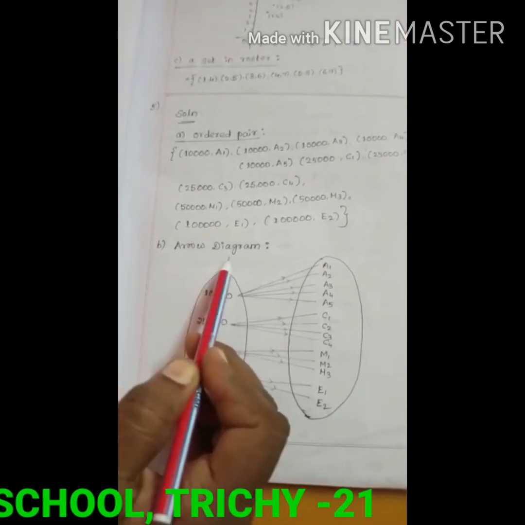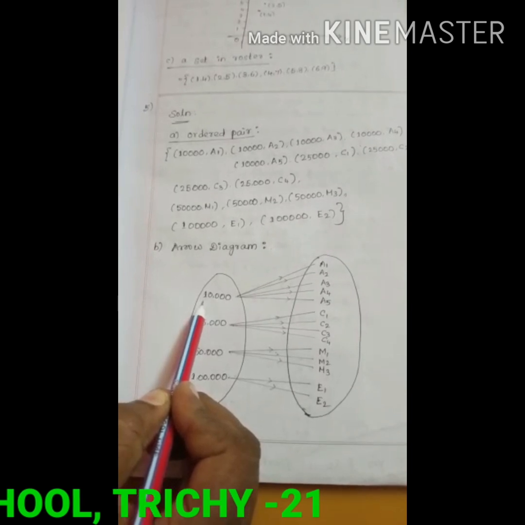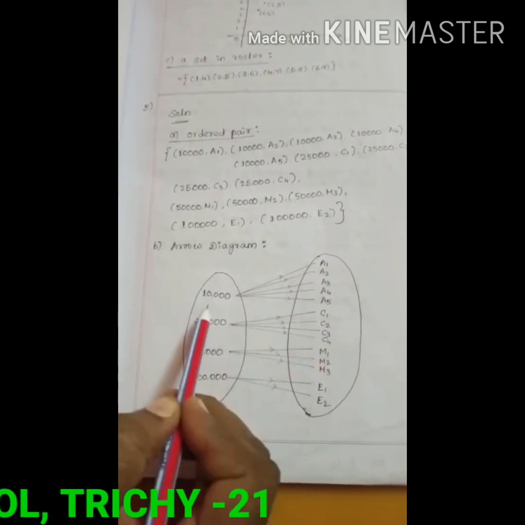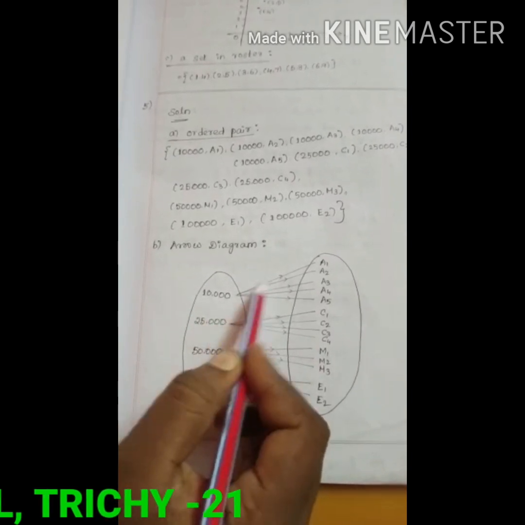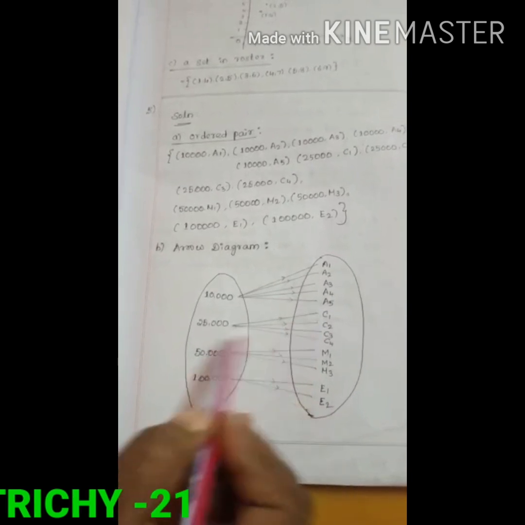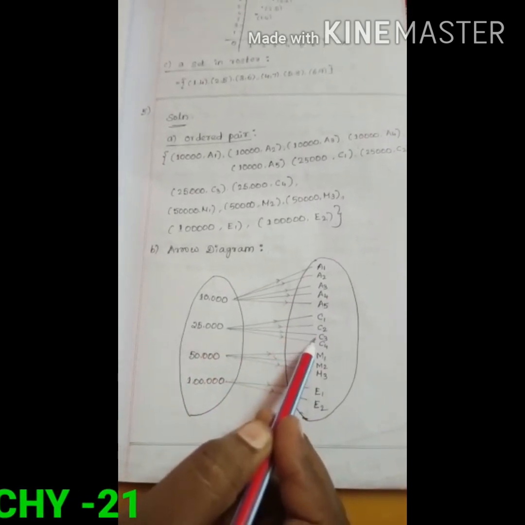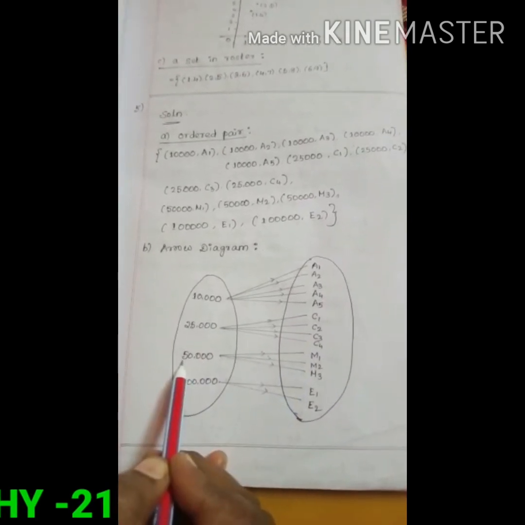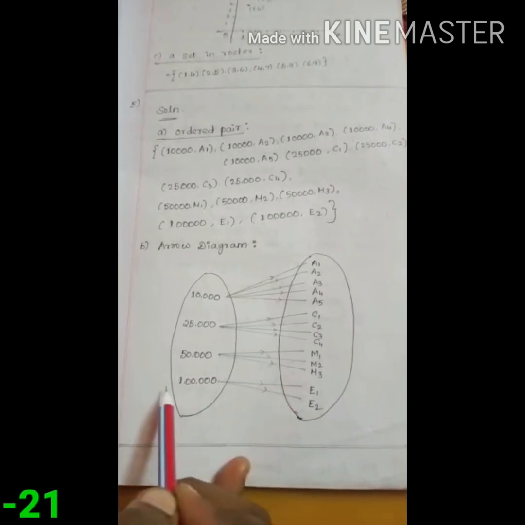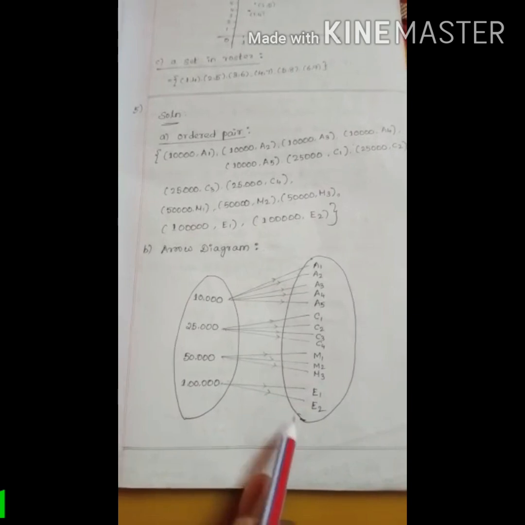The next one, the arrow diagram. The salaries are in the domain set, the categories are the codomain. Here 10,000 maps with A1, A2, A3, A4, A5. 25,000 maps with C1, C2, C3, C4. 50,000 maps with M1, M2, M3. 1 lakh maps with E1, E2. This is the answer for the arrow diagram.